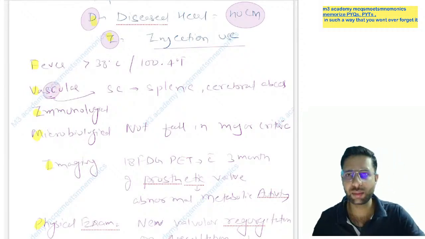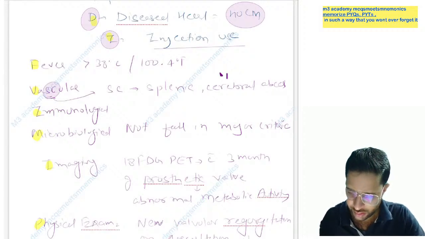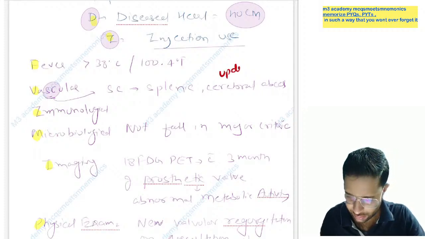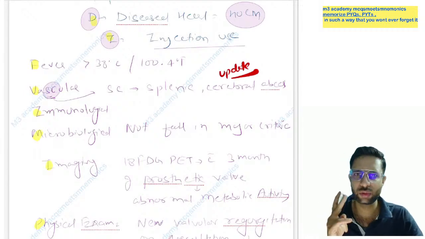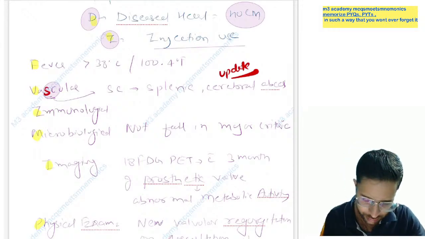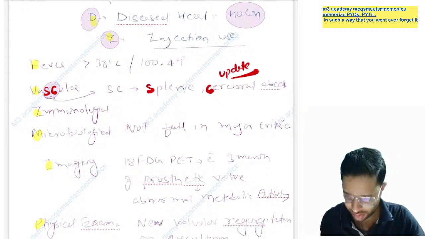In the updates of the Duke's criteria, we include two types of vessels in the new criteria. So please remember this. This is the update. In the updated Duke's criteria, we include two vessels. Vascular in the spelling has an S and a C. So S for splenic, C for cerebral abscess.